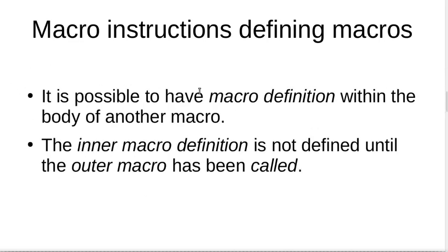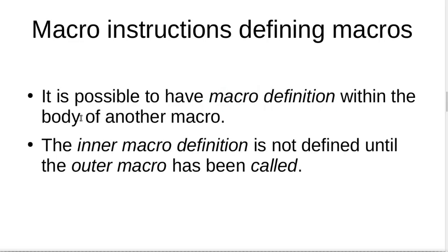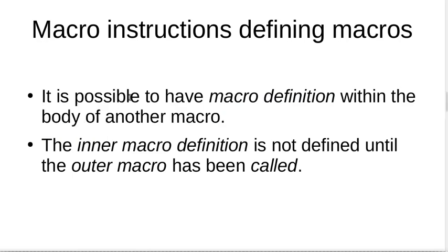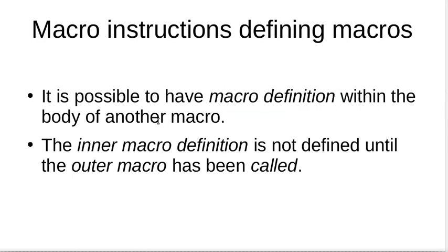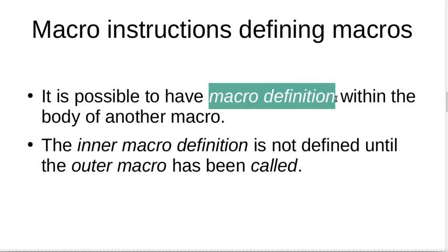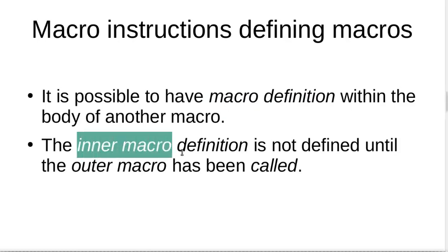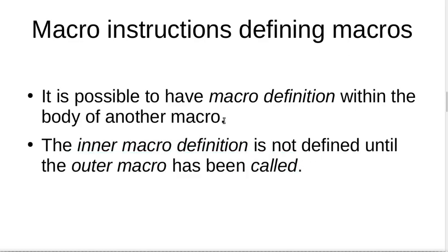It is possible to have a macro definition within the body of another macro. Body of another macro essentially means a macro definition, right? So it is possible to have a macro definition within another macro definition. Again, the inner macro definition is not defined until the outer macro has been called. Fine. So all of these things we will look into in the examples.